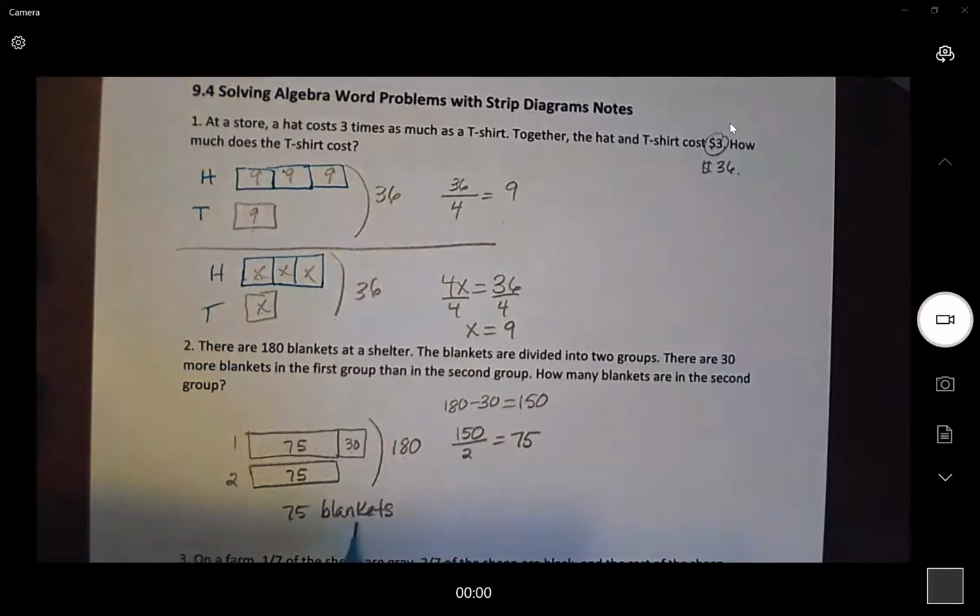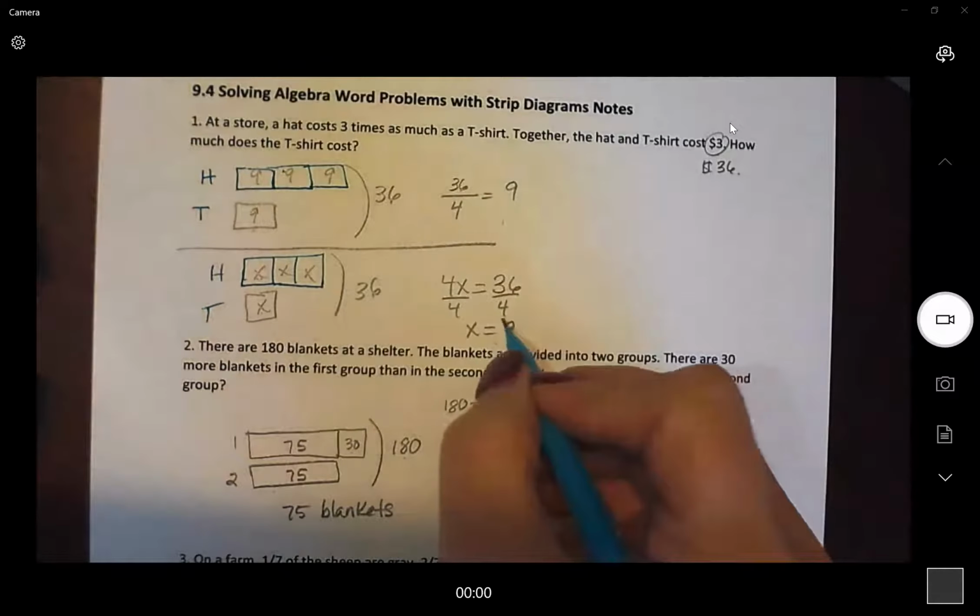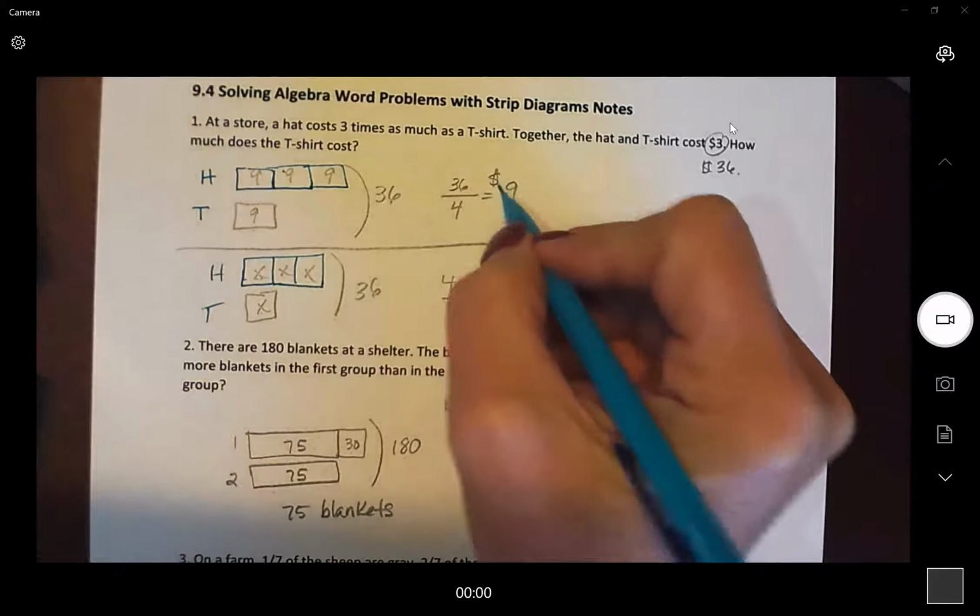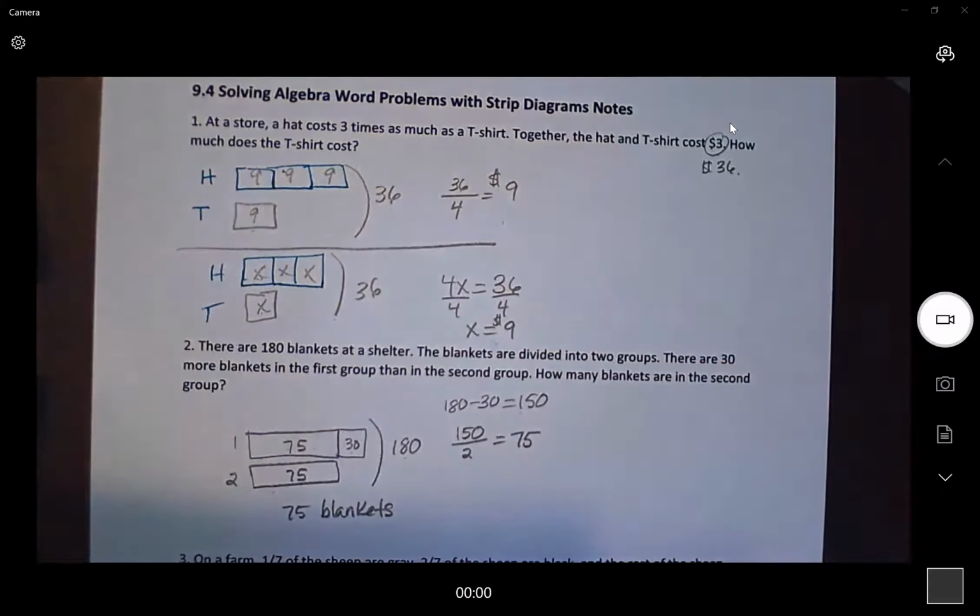And I really did emphasize that's important, and I wasn't very good up here because it says, how much does a t-shirt cost? We want to be sure and put $9 so that we are answering the question that it asks for with the units, okay?